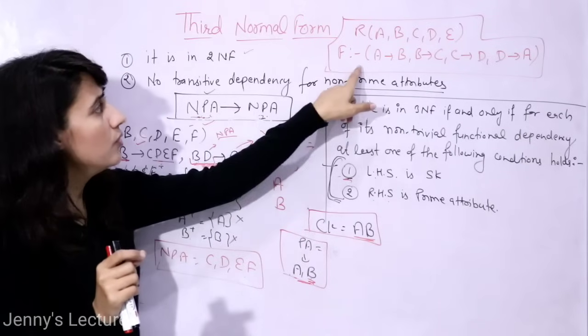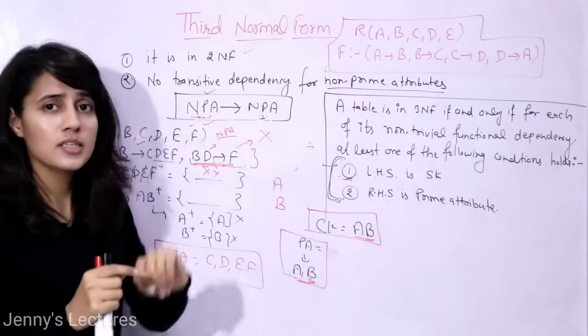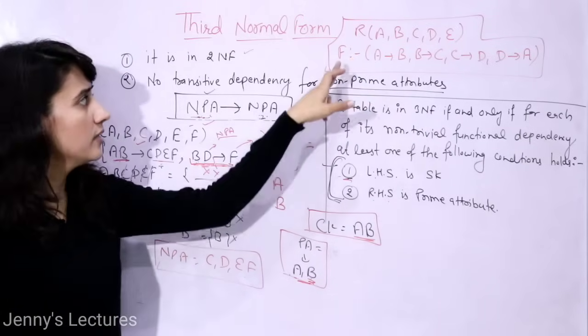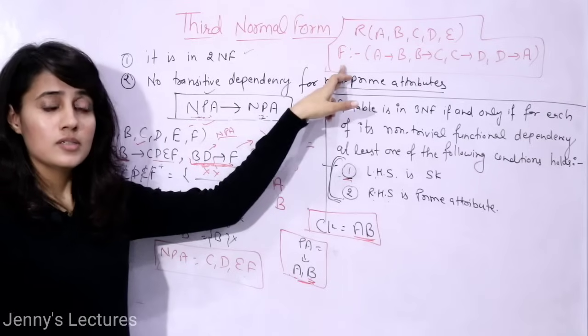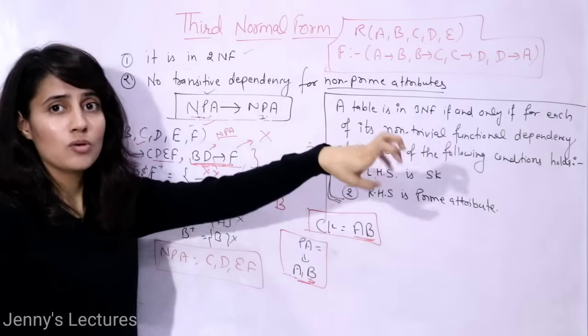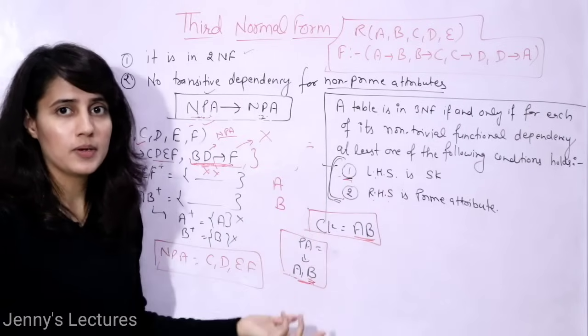Now this is a question for you. This is the relation, these are the functional dependencies, and you need to check whether this relation is in second normal form as well as in third normal form or not, right? You need to tell me.